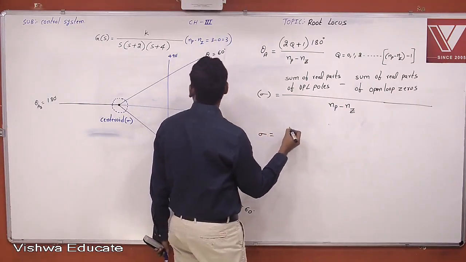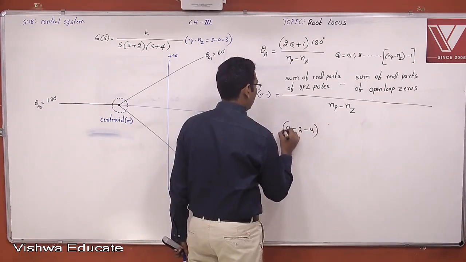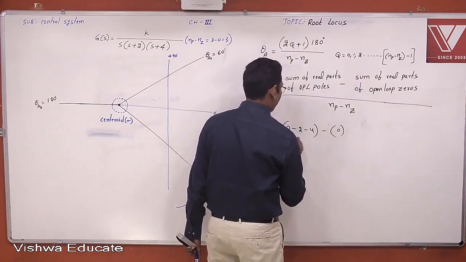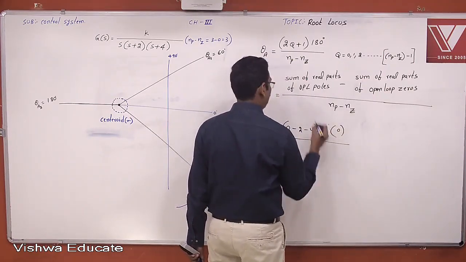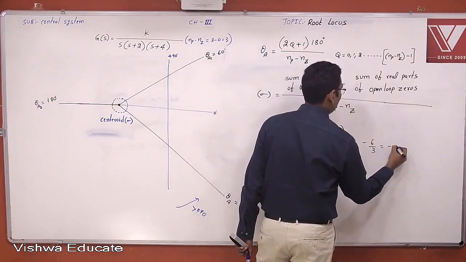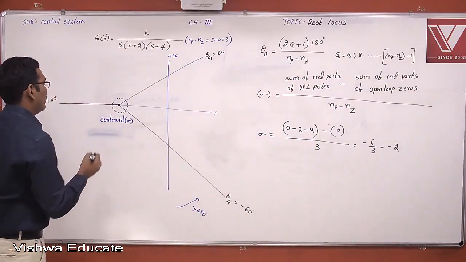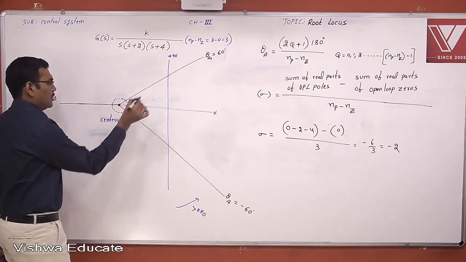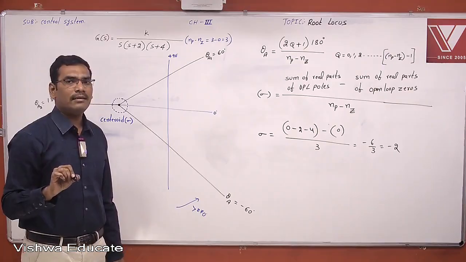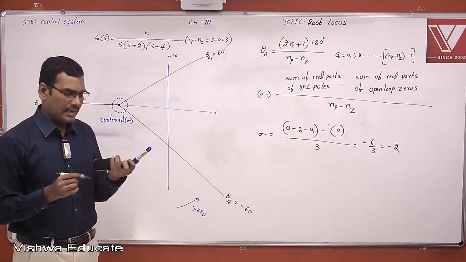The centroid is the sum of the real parts of the poles, 0, minus 2, minus 4, minus the sum of the real parts of the zeros, 0, divided by Np minus Nz. Np minus Nz is 3. Therefore, minus 6 by 3, which is equal to minus 2. Now the centroid sigma is nothing but minus 2. So all these angles of asymptote should start at sigma equal to minus 2, which is the centroid. Okay.